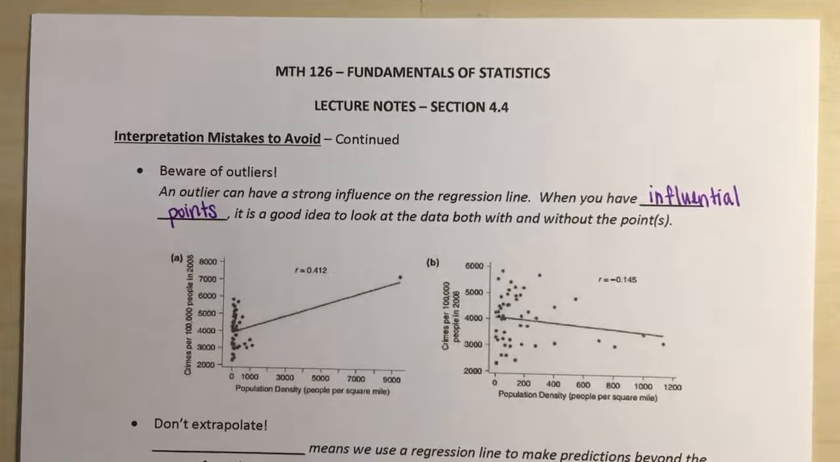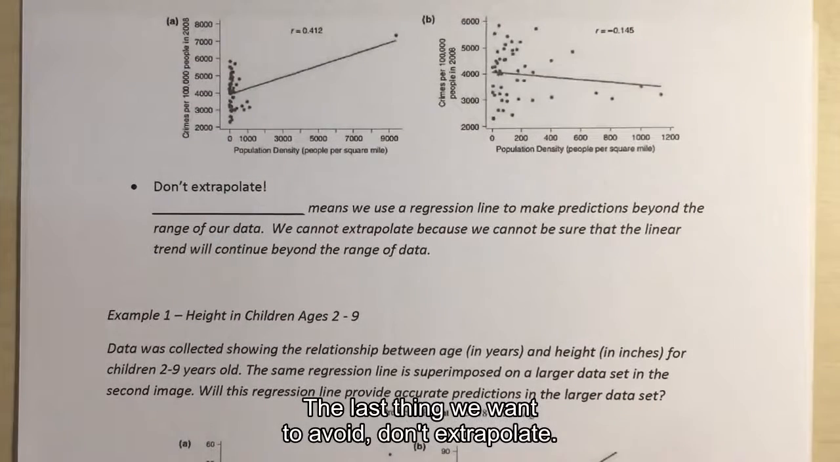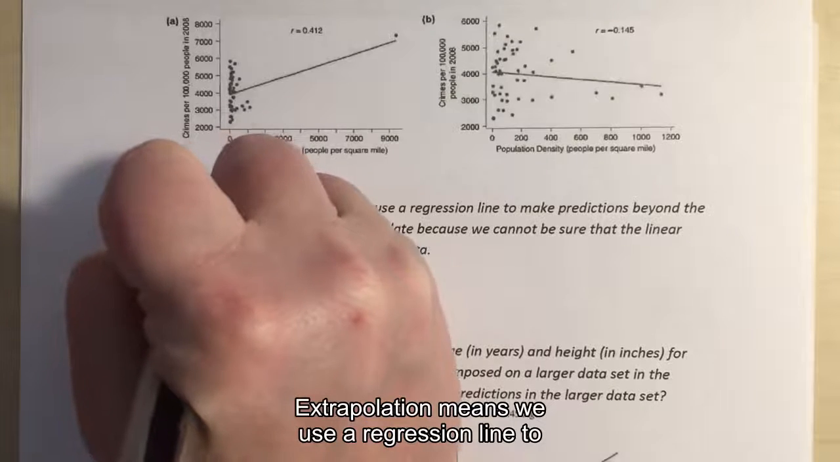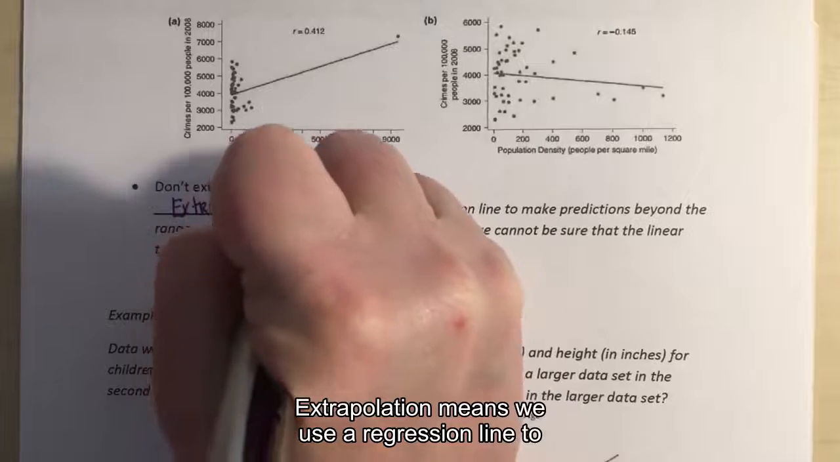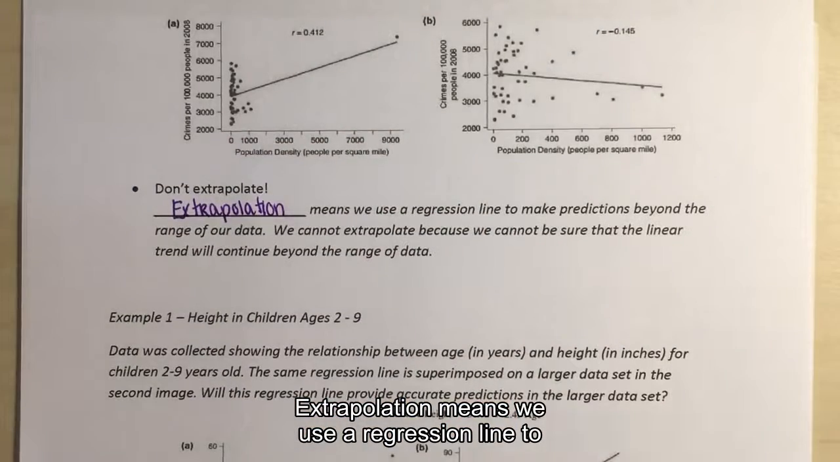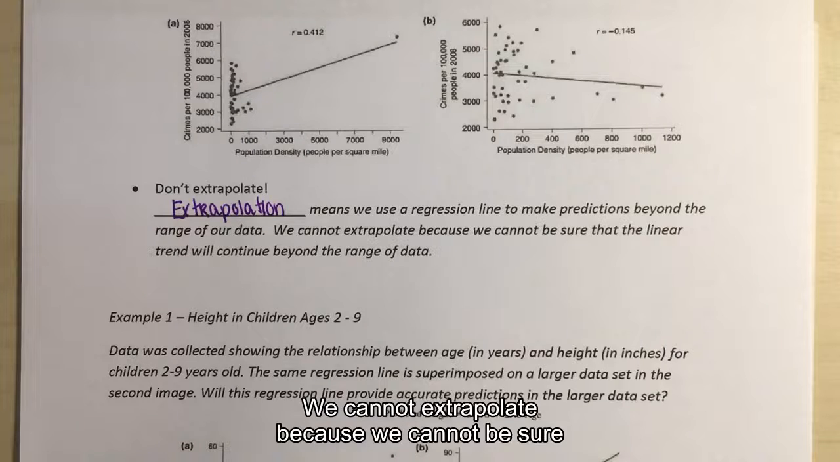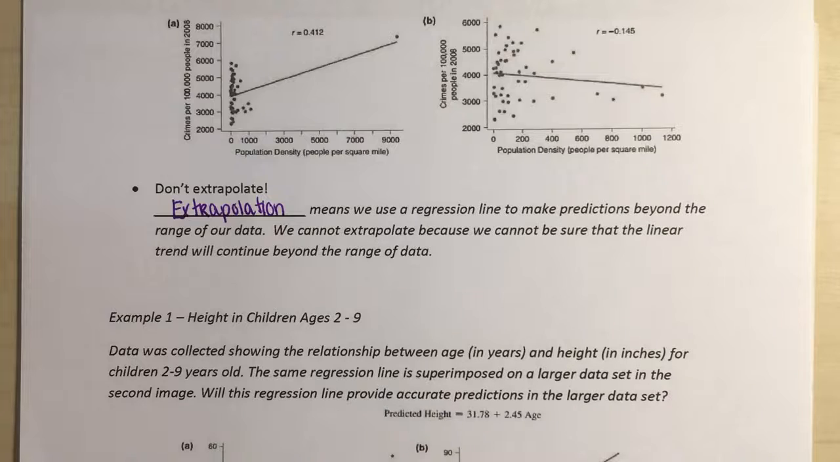And then the last thing we want to avoid: don't extrapolate. Extrapolation means we use a regression line to make predictions beyond the range of our data. We cannot extrapolate because we cannot be sure that that linear trend will continue beyond the range of data.